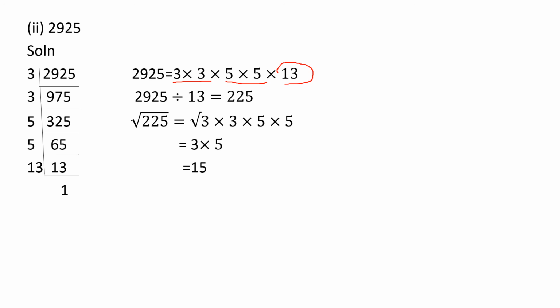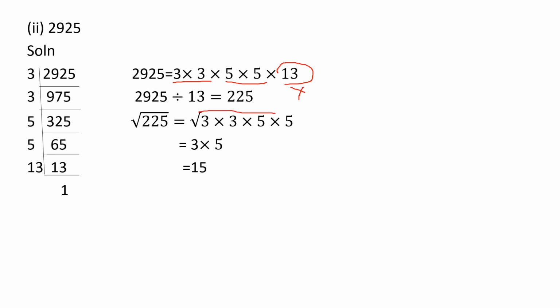2925 divided by 13. Check whether you are getting the answer 225. Check it. Divide and see, children. Are you getting the answer? I think you are getting 225. Okay, now take the square root of 225. How will you write it? You will leave this 13. Okay, you will leave this 13. Remaining numbers are 3 into 3 into 5 into 5.